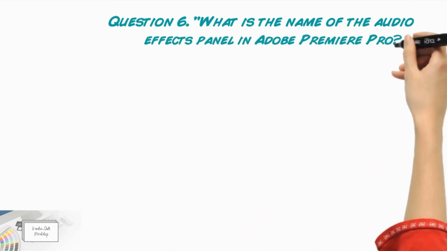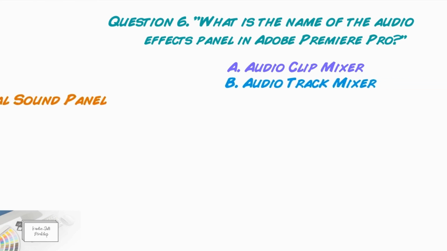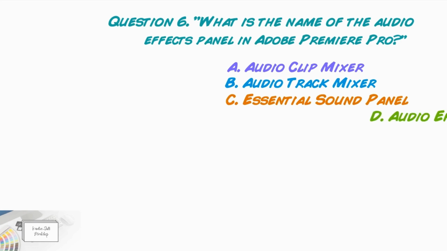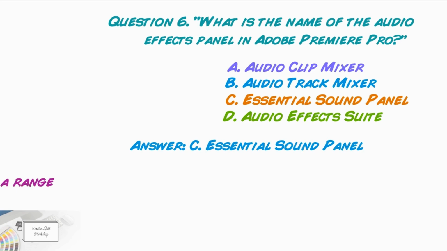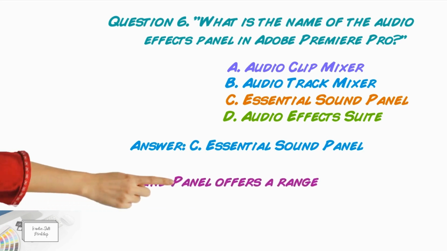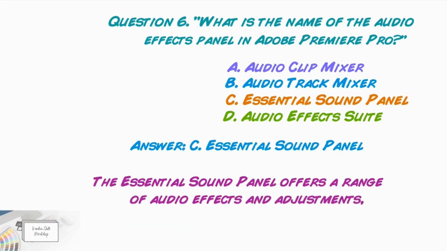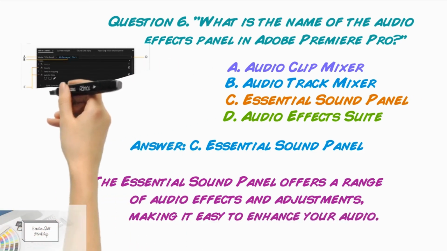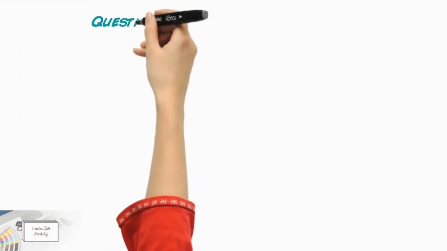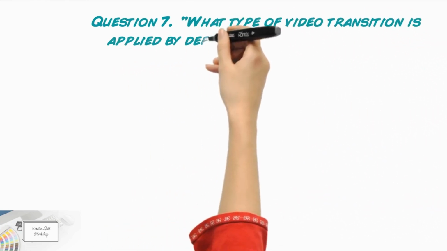Question 6. What is the name of the audio effects panel in Adobe Premiere Pro? A. Audio clip mixer. B. Audio track mixer. C. Essential sound panel. D. Audio effects suite. Answer: C. Essential sound panel. The Essential Sound Panel offers a range of audio effects and adjustments, making it easy to enhance your audio.